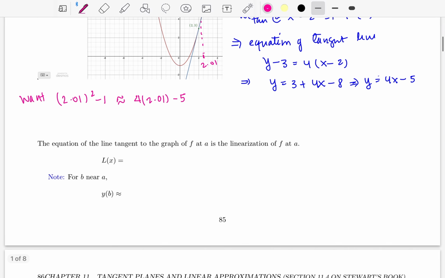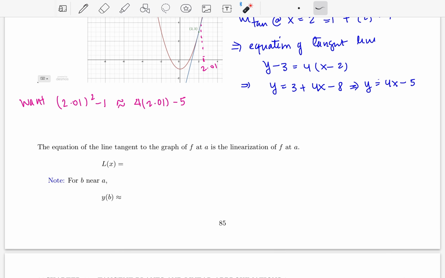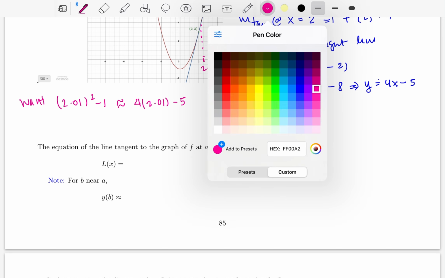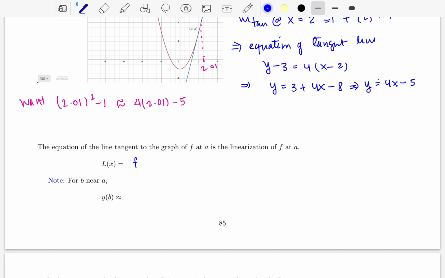So let me actually define this. What I'm saying is that the equation of the tangent line and the linearization or the linear approximation of f at a are exactly the same thing. So this is equal to f of a plus f prime of a times x minus a, right? Now, if you think about it, and this is now from Calc 2, this is just a Taylor polynomial of degree 1, a line, right?